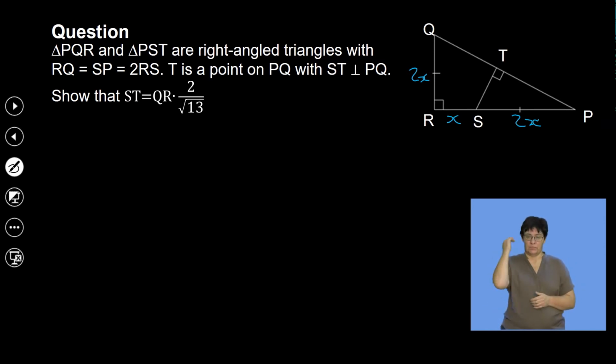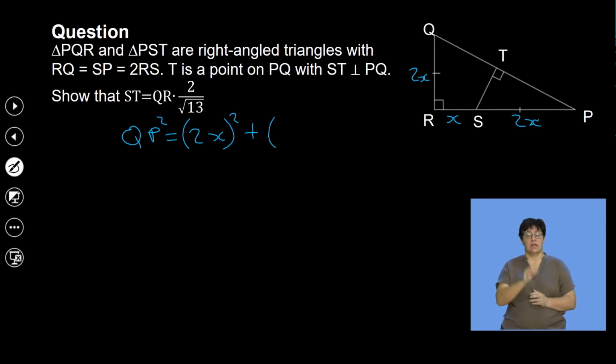So using the theorem of Pythagoras, I will first find what QP is. And QP squared will be equal to 2x, all of this squared, plus the 3x. And where do I get the 3x from? I get it from adding the x plus the 2x, which is the side RP.